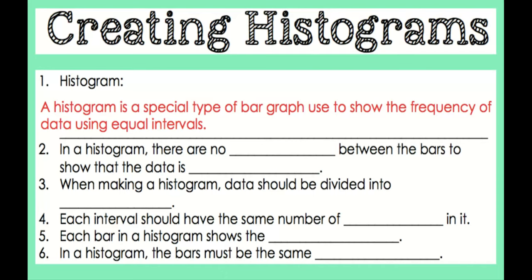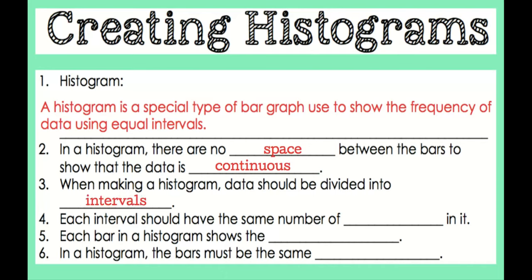So frequency is the number of times something happens, and intervals is a span of numbers, so like 0 to 4 is an interval. In a histogram, there's no space between the bars to show the data is continuous because you're not counting by an individual number, and instead you're using intervals. It's supposed to make it flow more nicely.